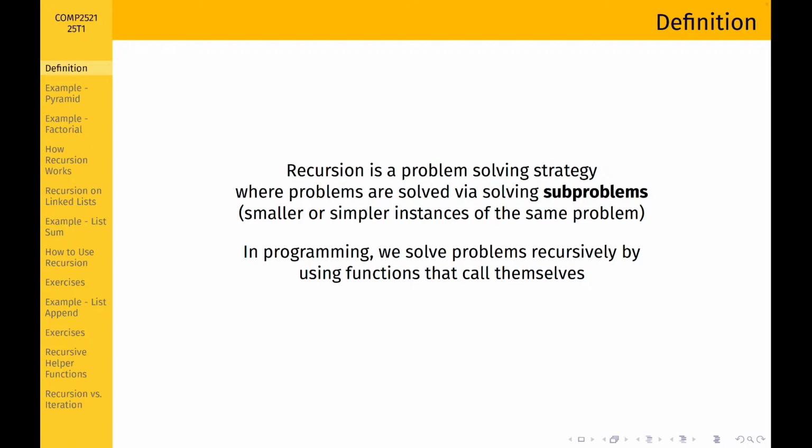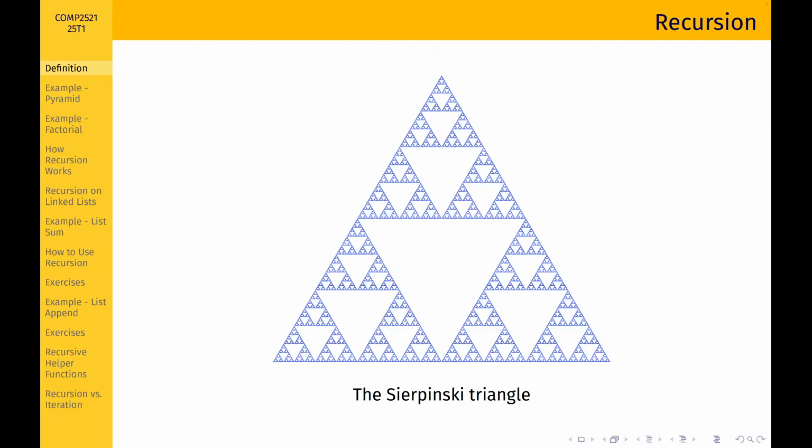Okay, so recursion doesn't just exist in programming, right? It also exists outside, and an example of that is this thing called the Sierpinski triangle, right? So what you see here is that it's a kind of structure that contains self-similar structures within it, right? If you zoom in to one of the three main triangles, you'll see an identical structure, right? An identical picture.